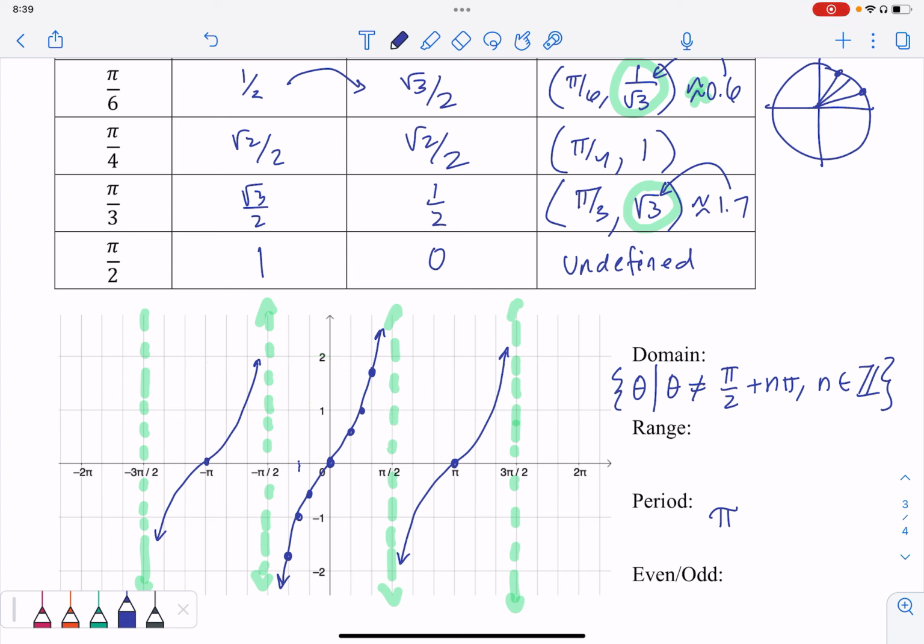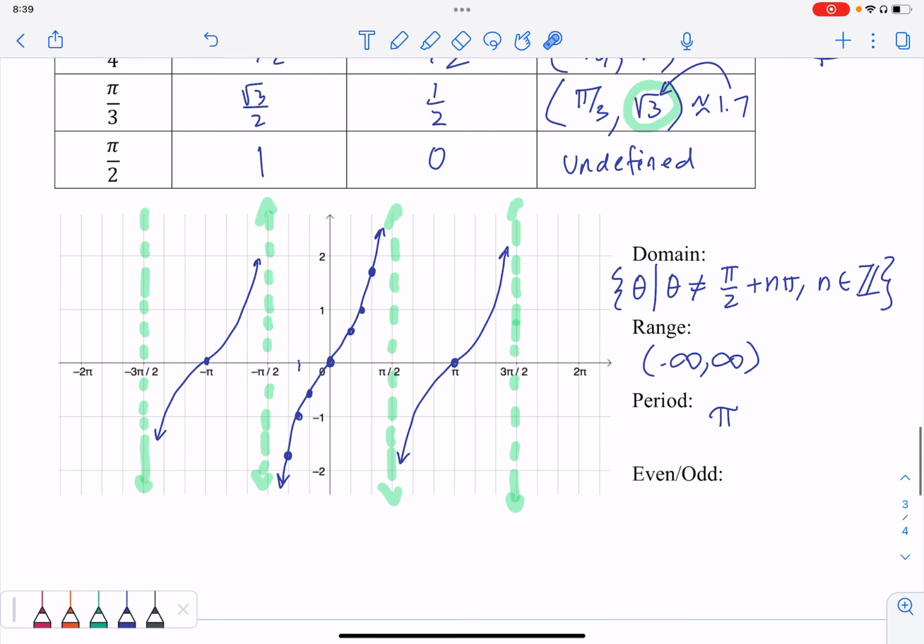What about my range? Range is all real numbers. Range is all real numbers because it goes all the way, decreases without bound, going this way, right? And increases without bound going that way. I don't skip any values. Period is pi. And then what about even or odd?